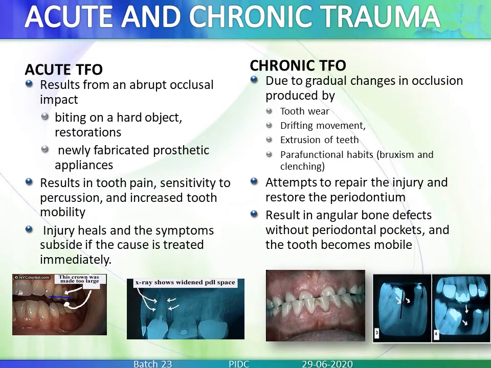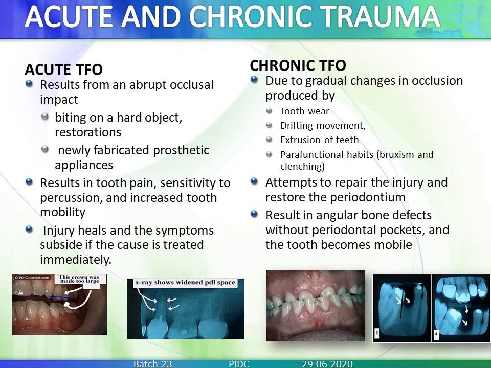Now coming on to the classification of acute and chronic trauma from occlusion. If you have understood the term trauma from occlusion, then it is easier for us to proceed. Again, I tell you that when the occlusion causes injury to the surrounding tissues, that injury is termed trauma from occlusion.